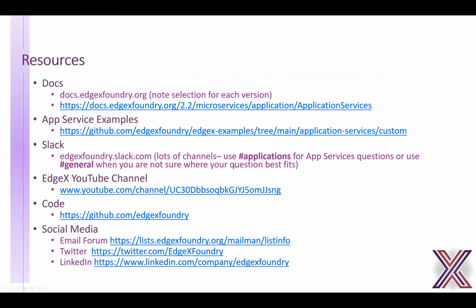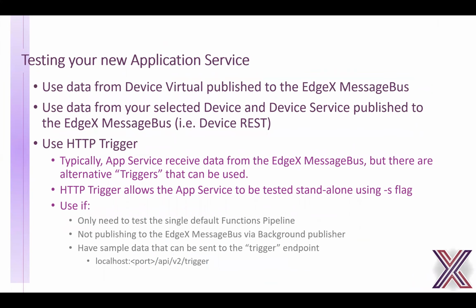So those are the ways you can test your service in different ways. I like using device virtual to smoke test things. I've done changes, I want to smoke test it, I want to just see that data is flowing properly, that I'm getting data off the message bus. And then I'll use the HTTP trigger if I'm doing something more specific and I have custom data that's coming in. There is the ability to process non-event data off the message bus.